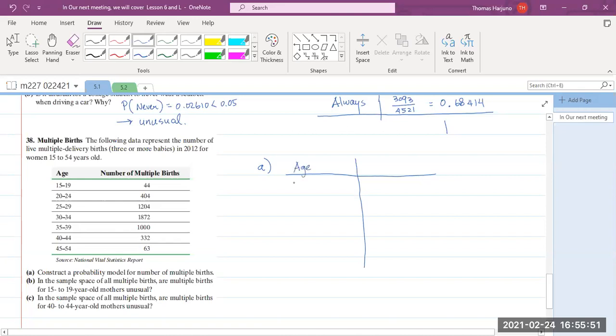So the ages are 15 to 19, 20 to 24, 25 to 29, 30 to 34, 35 to 39, 40 to 44, 45 to 54, and you have the probability here. Do you think you can do it on your own? Very similar to what we did right above this question.